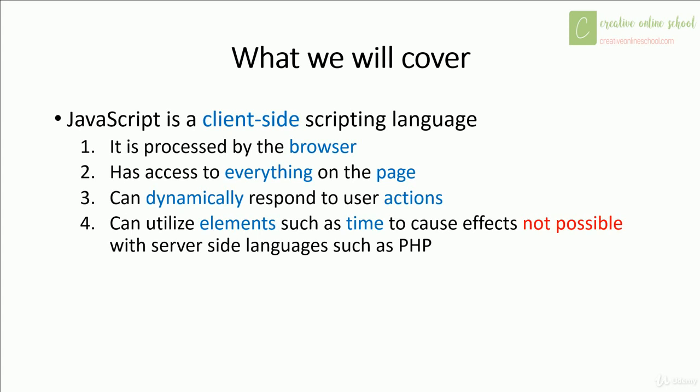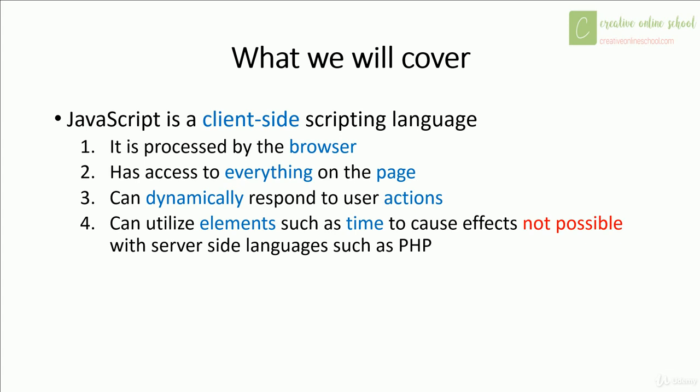First, JavaScript is a client-side scripting language. That means that instead of happening on the server, it actually happens on your computer. In fact, it's processed by the browser. All modern browsers allow for JavaScript to be processed. And it has access to everything on the page. That means everything that was produced with PHP or whatever other thing that created the web page, it can access the results. Also, it can dynamically respond to user actions, having things happen without having to reprocess anything online.